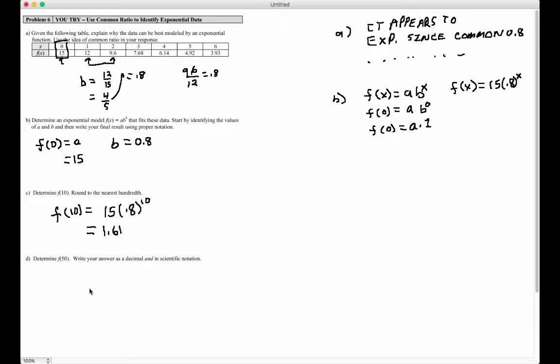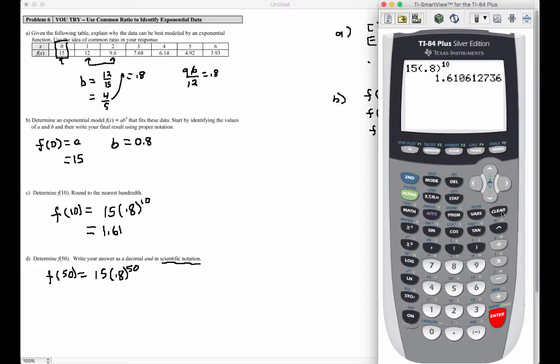All right, now in part D, they give us a heads up. They say, oh, it's going to go into scientific notation here, so be warned that that's what's going to happen. So they want you to write it both as a decimal and in scientific notation. So we're going to have to do a little review of what scientific notation is. But let's go get our number first to help us with that. So f of 50 is going to be equal to 15 times 0.8 to the 50th power. Okay, so let's go get the calculator up here. So that's going to be 15 times 0.8 raised to the 50th.